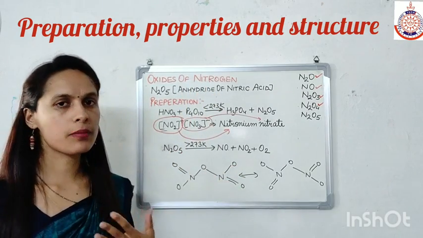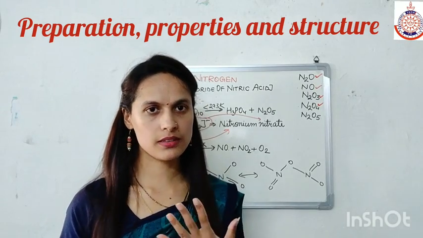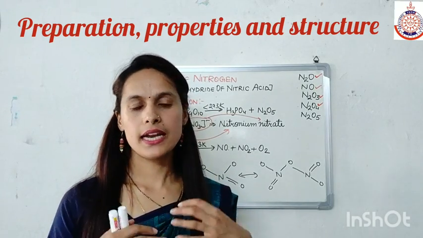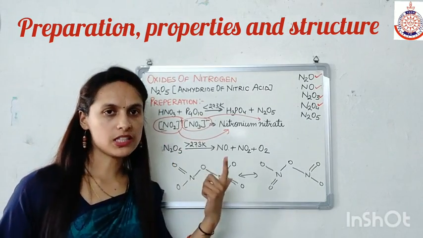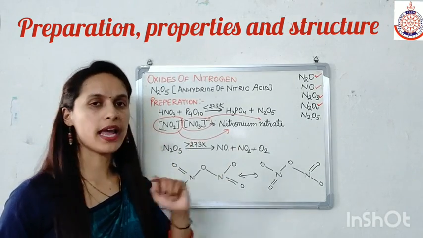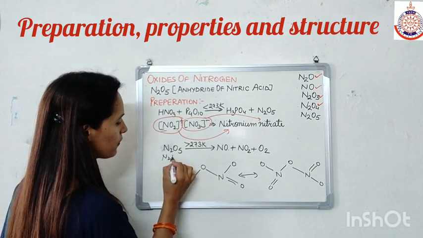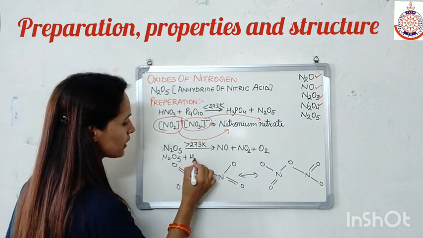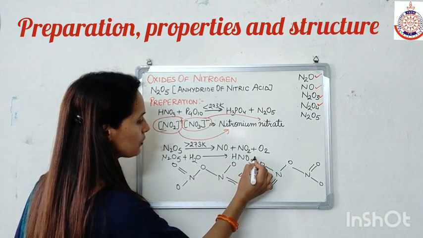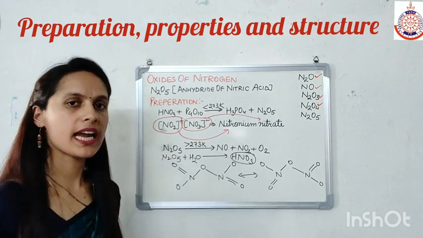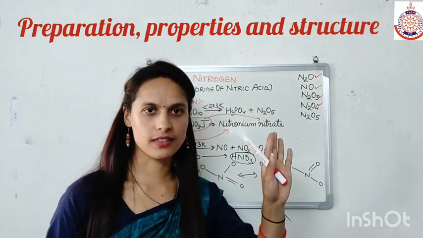And if I talk about properties, it is again colorless. It has no specific color. It is colorless, and above 273 Kelvin it decomposes to form NO plus NO2 plus O2. And when N2O5 reacts with water, it forms HNO3. And due to the formation of HNO3, it is known as the anhydride of nitric acid.